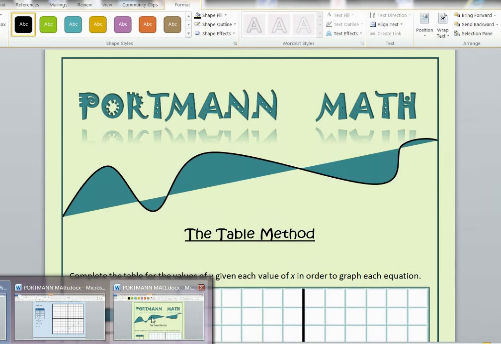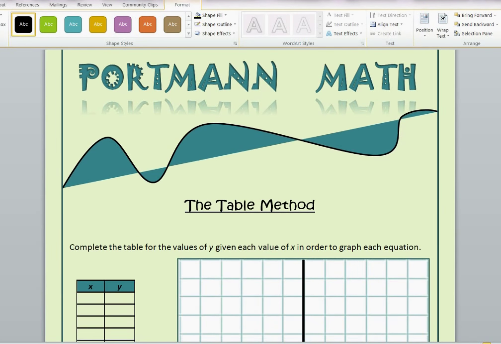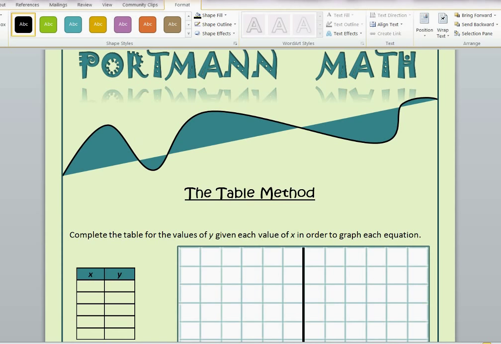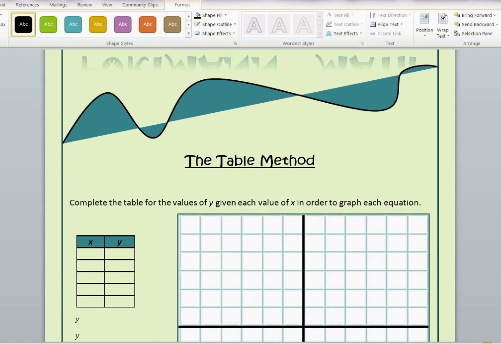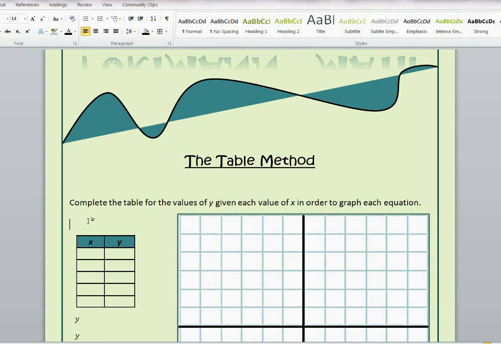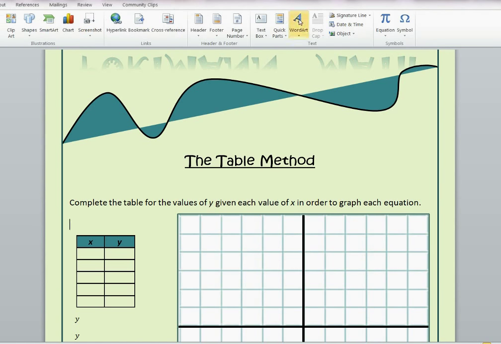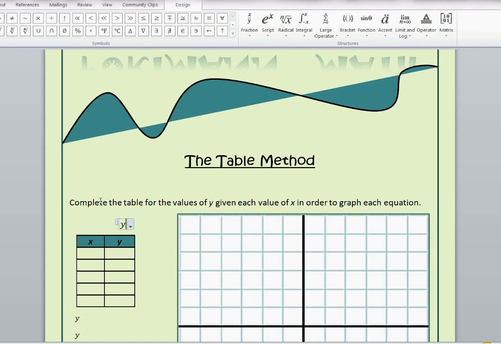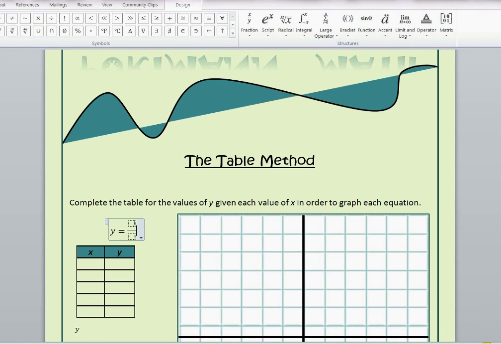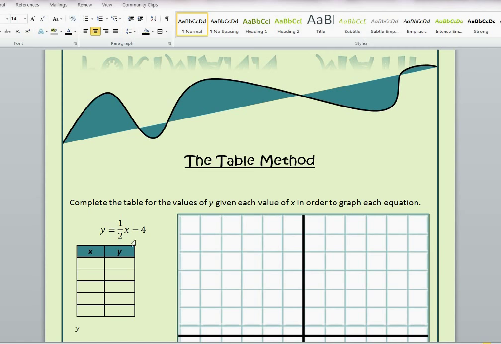We are going to start off. The directions are the same. Complete the table for the values of y given each value of x in order to graph each equation. So let's put in our equation right here. Let's take an easy fraction. Let's just do 1/2 for right now. So we're going to do y equals 1/2 x minus 4, okay? There is our equation, and I'm going to copy it and put it right here.